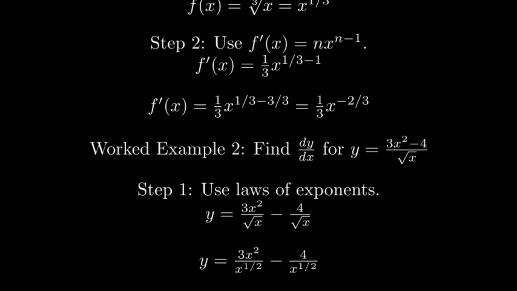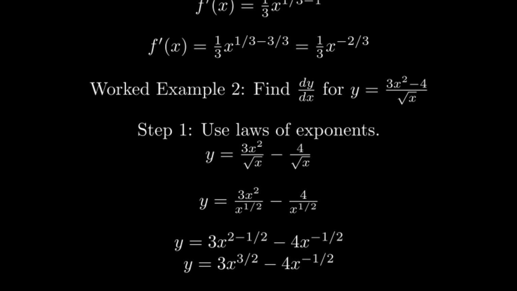Remember that the square root of x is x to the power of 1/2, so we can rewrite the expression like this. Now we use our exponent rules. For the first term, we subtract the exponents. 2 minus 1/2 is 3/2. For the second term, we bring the x to the numerator, which makes the exponent negative. So our function is y equals 3x to the 3/2 minus 4x to the negative 1/2.